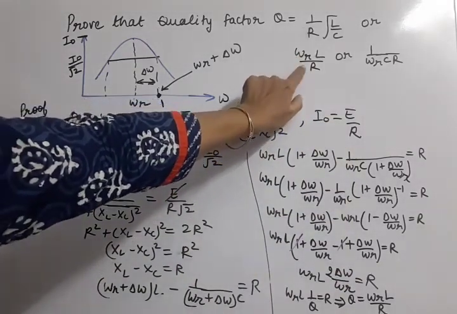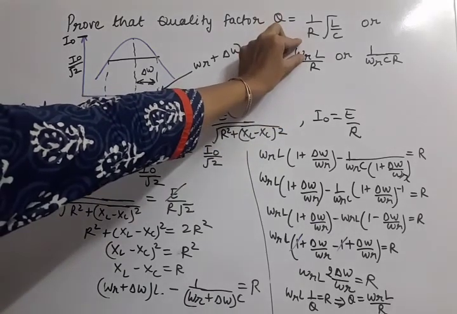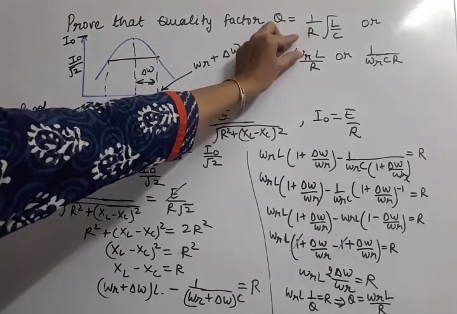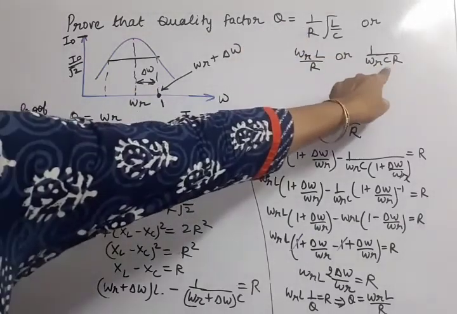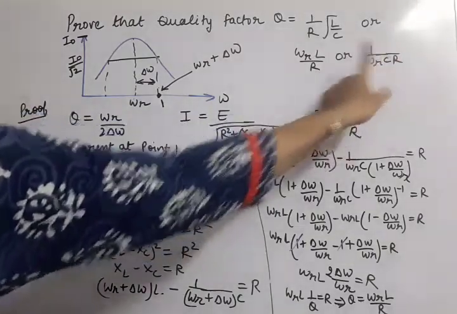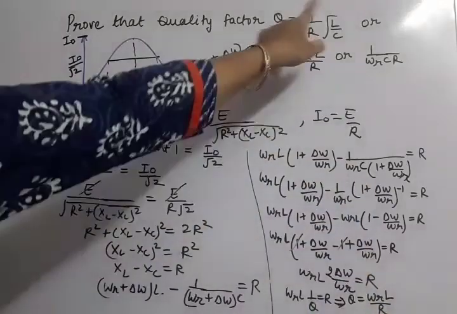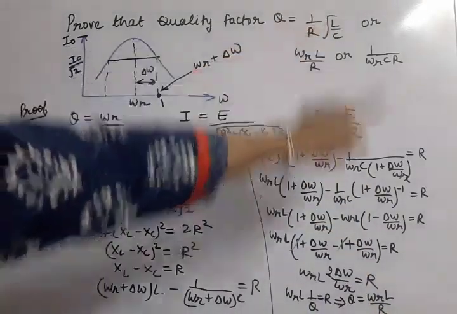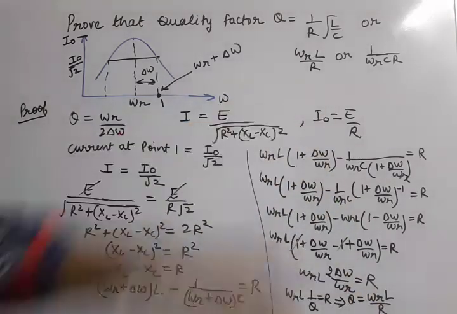Now once we have got this relation of Q, we know that XL equals XC at resonance. So omega r L equals 1 upon omega r C. Capital R is there only, that's why these two formulas are equal. Now how to get this formula? That is just to replace omega r by its formula. So I am doing it here.